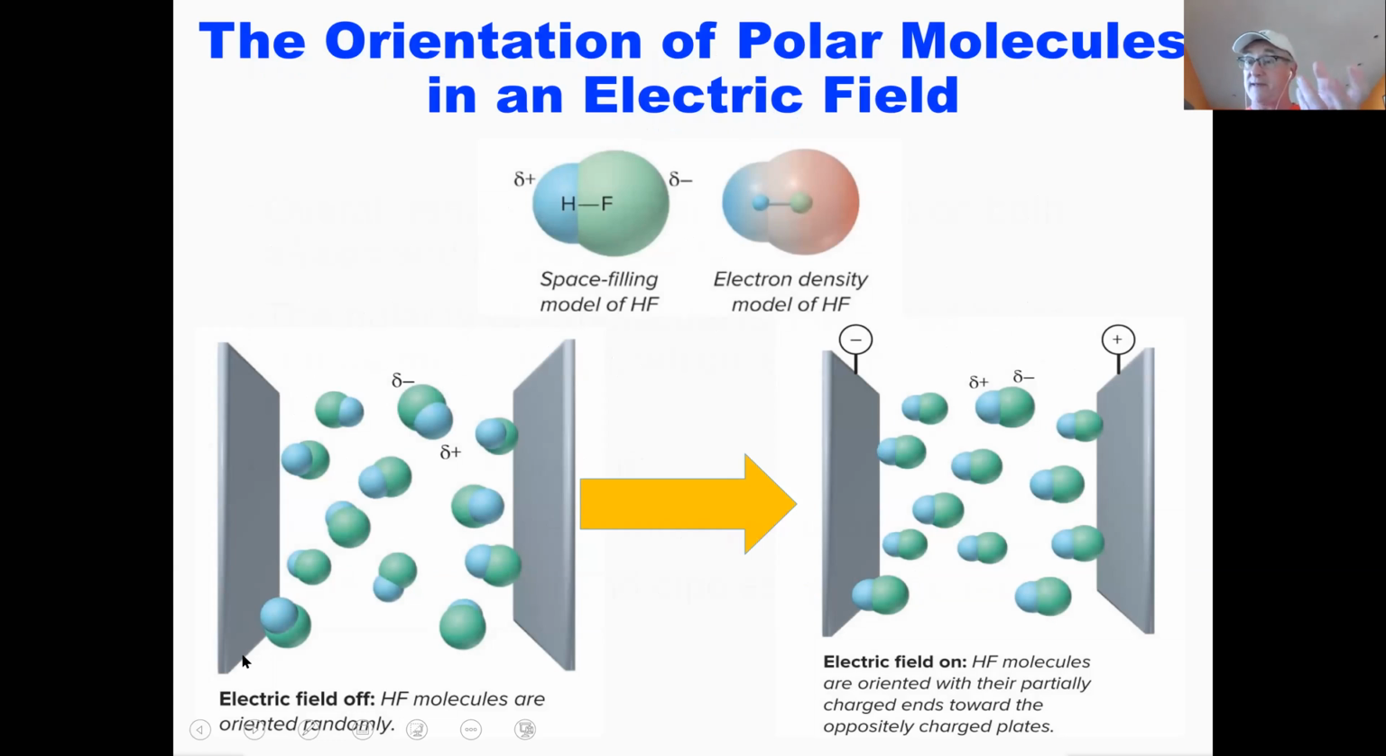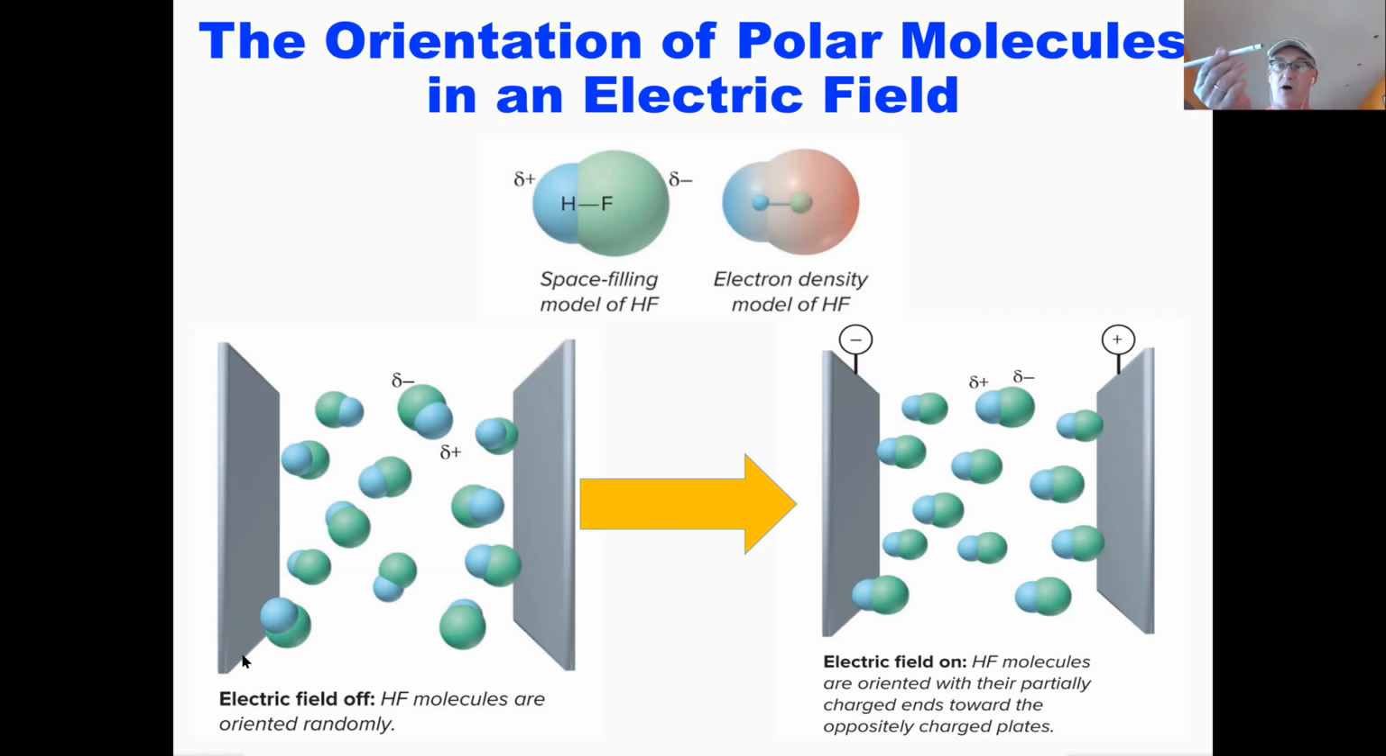And this was one of the things we did in our virtual lab, determining whether or not a molecule was polar. If it is polar and you put it in an electric field, it should orient itself in the electric field. So on one side, we have an anode, and on the other side we have a cathode. We have opposite charges.